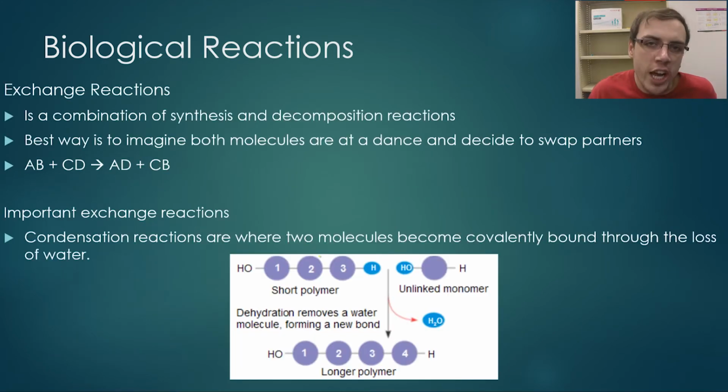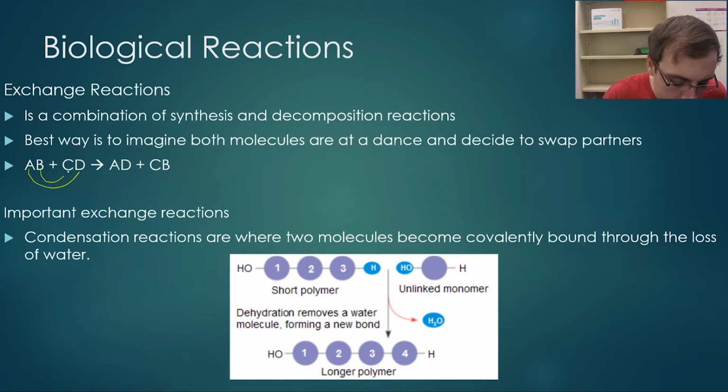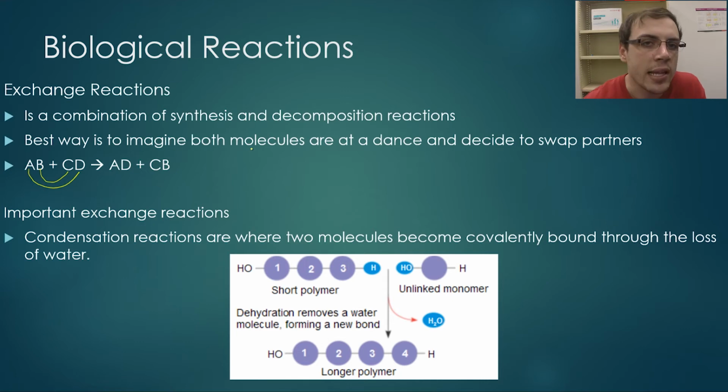So we also have exchange reactions. Exchange reactions are essentially a combination of synthesis and decomposition reactions. The best way to picture this is imagine that you've got two couples at a dance. So we've got couple A and B, and we've got couple C and D. And midway through the dance, they swap partners. So A goes with D and B goes with C. So they sort of switch. The reason why this is both a decomposition and a synthesis reaction is because in this reaction, they break apart, but they rebuild in a slightly different way.